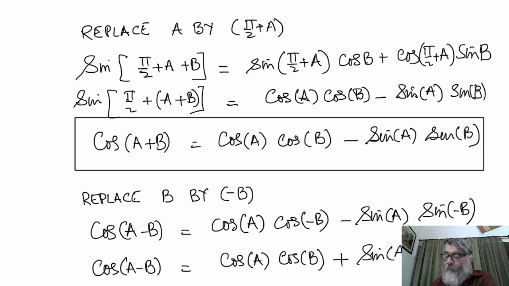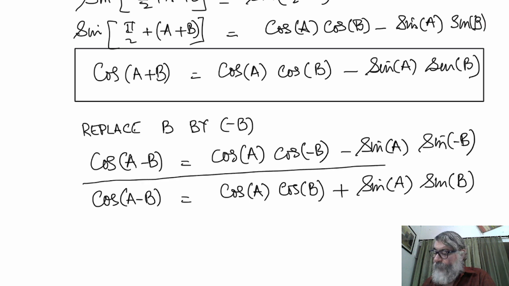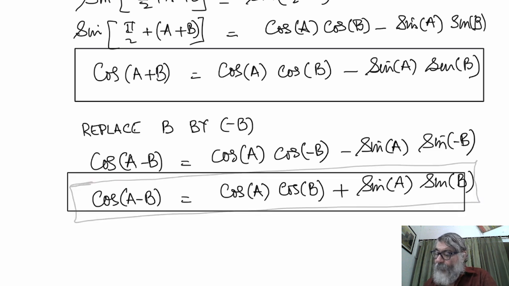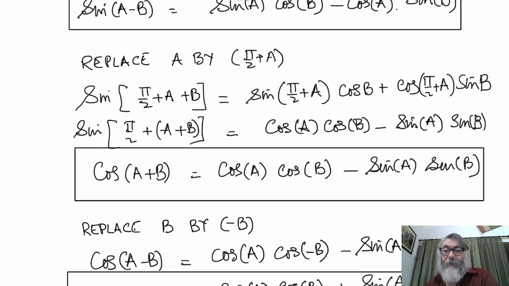So again, when cos A minus B is there, the combination is cos A cos B sin A sin B, but the sign is just the reverse. If it is minus in between, it becomes plus in between. So we have got the fourth formula. Cos A minus B is equal to cos A cos B plus sin A sin B. Cos A plus B is cos A cos B minus sin A sin B.